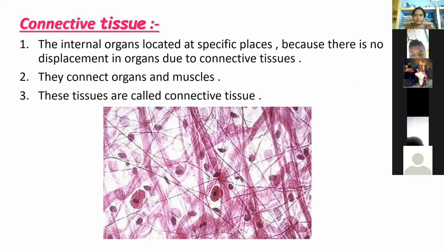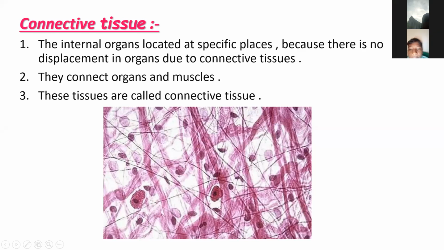Bone, blood and cartilage. Next, the connective tissue: the internal organs are located at specific places because there is no displacement of organs, due to connective tissue.